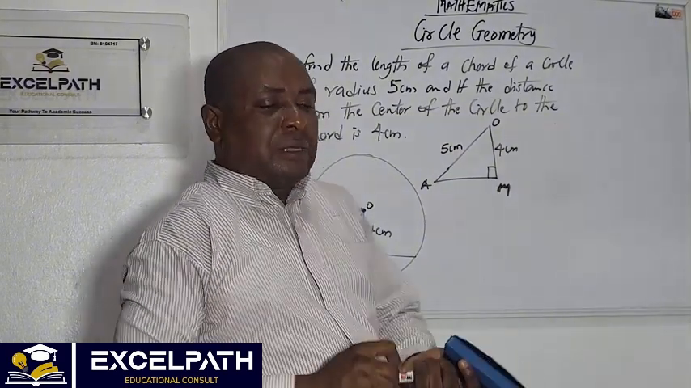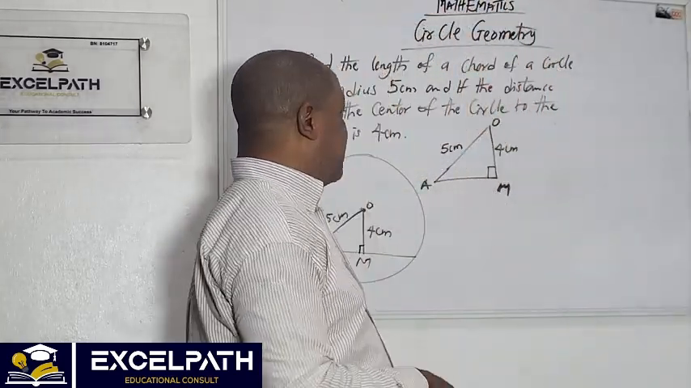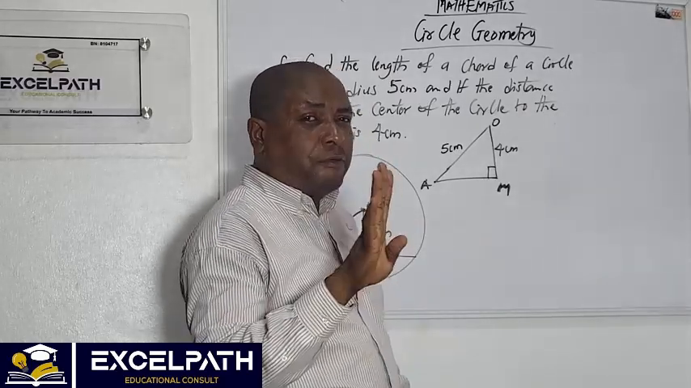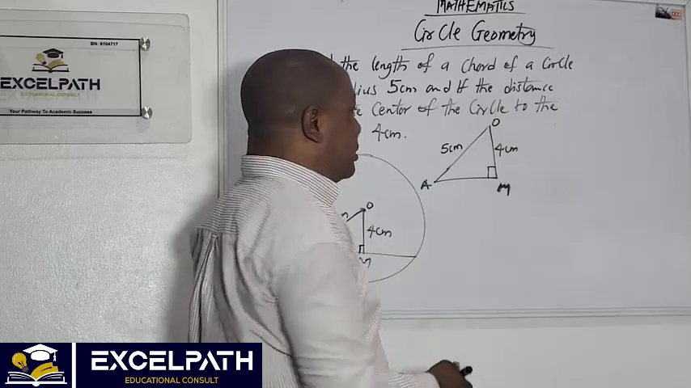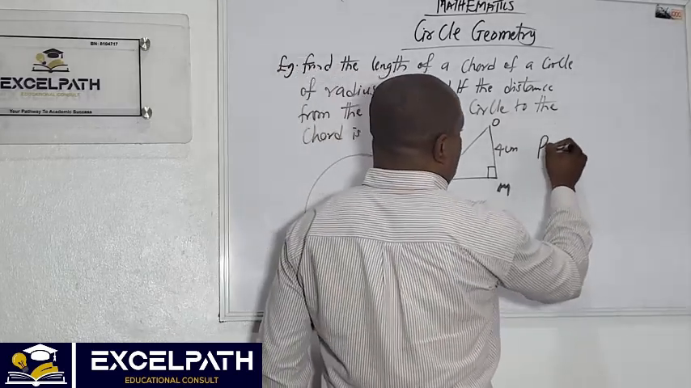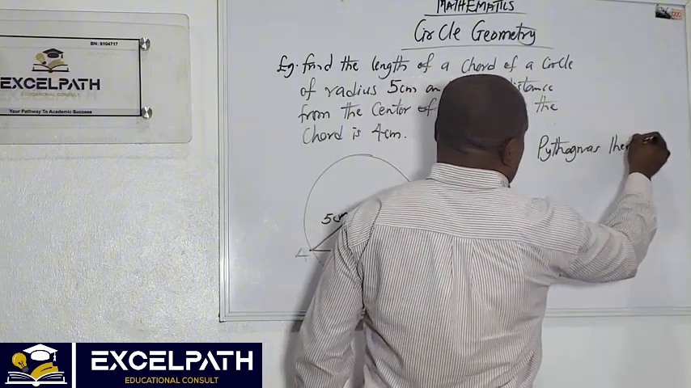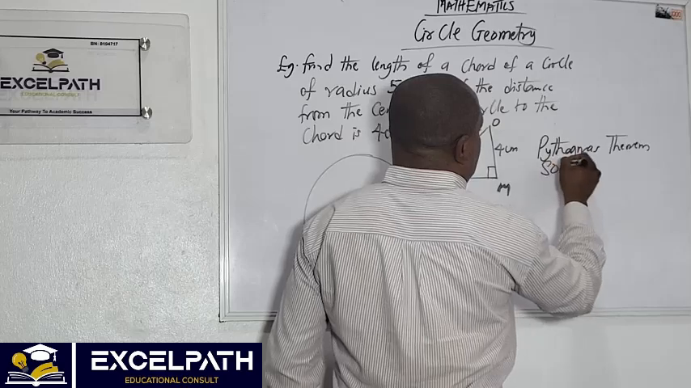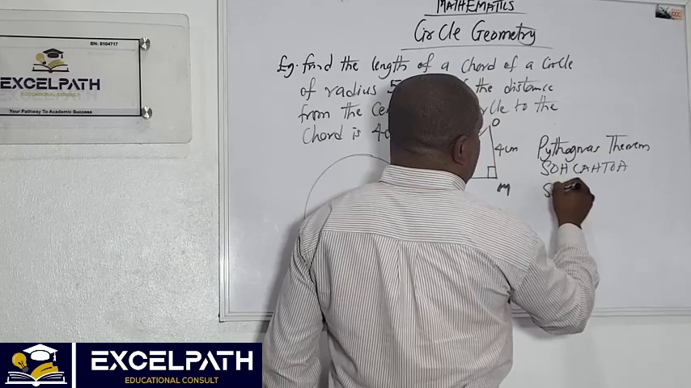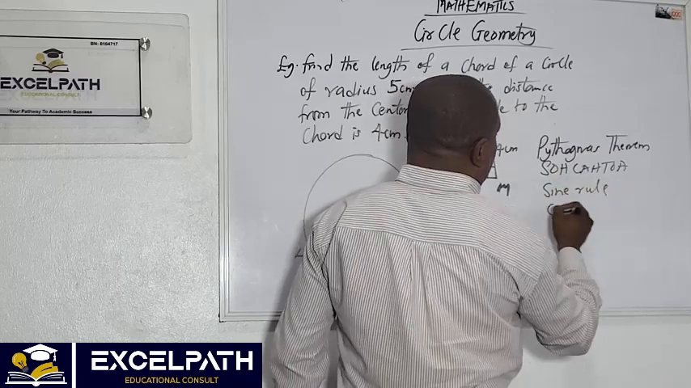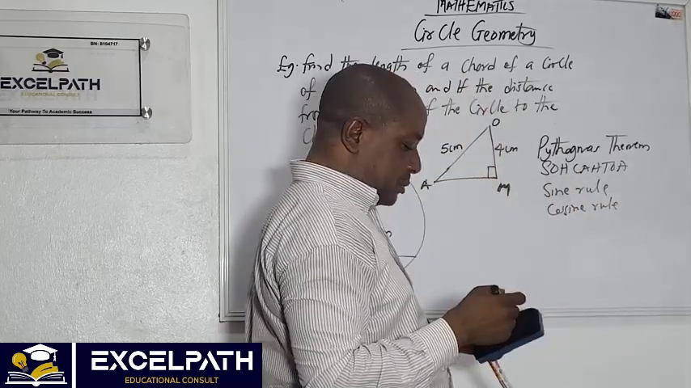Now, let me quickly deviate so that I will enlighten you on some things about triangles. We have 4 formulas we use for solving questions on triangles, the sides and the angles. We have the Pythagoras theorem. We have SOHCAHTOA. We have the sine rule. We have the cosine rule. Now, listen up, please don't make mistakes.